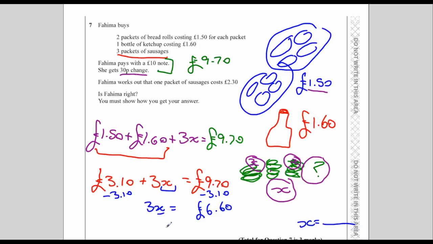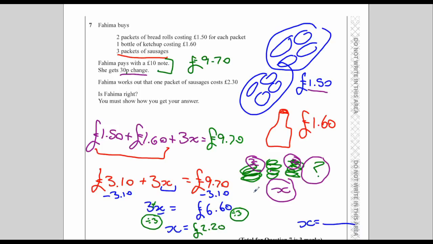So we want 1 lot of x. Okay, to get x on its own we have to do the opposite. Remember what we said? Number next to a letter means there's an invisible times. We need to reverse that. Let's divide both sides by 3. 660 pence, or £6.60, divide it by 3. Pretend you've got yourself and 2 mates. How much are you going to get each? £2.20.